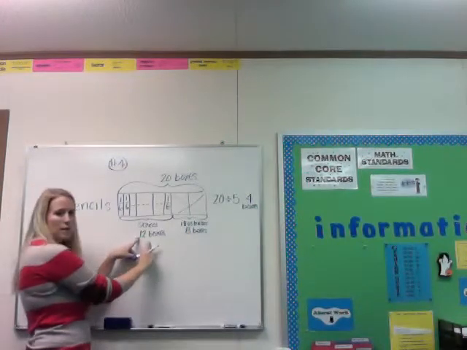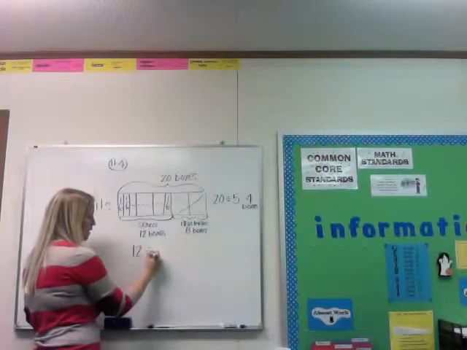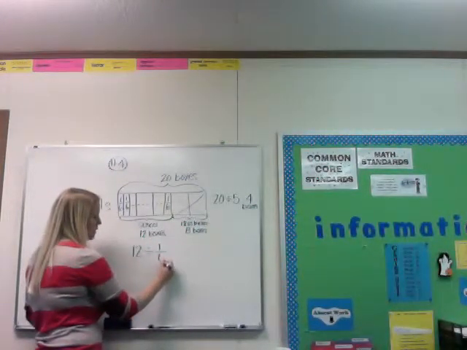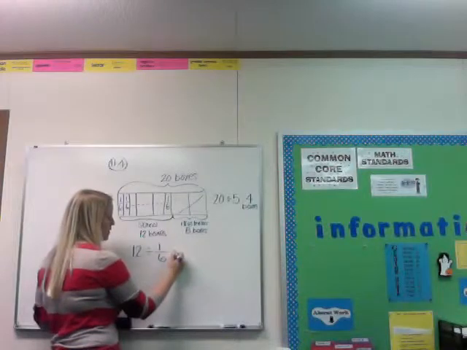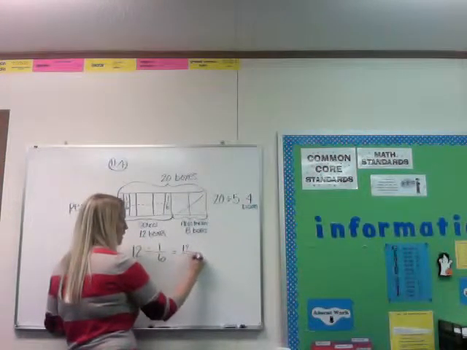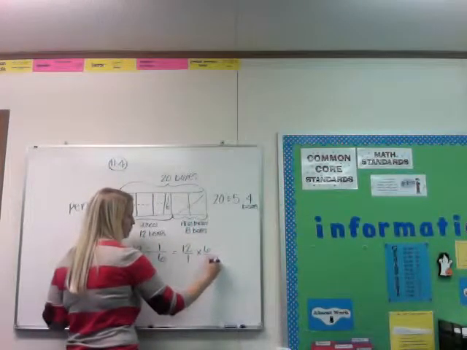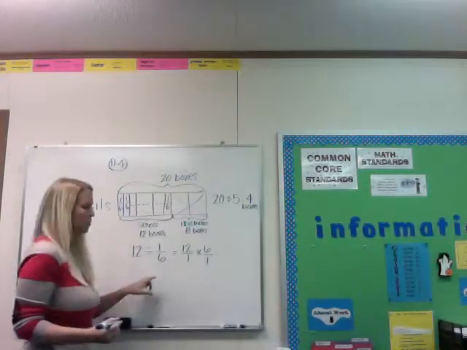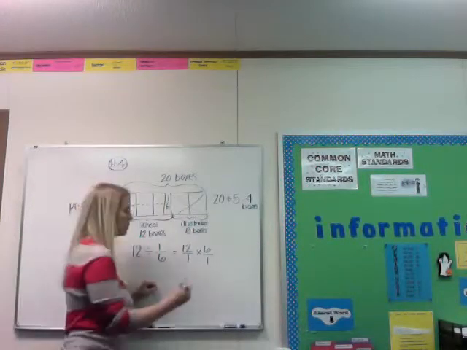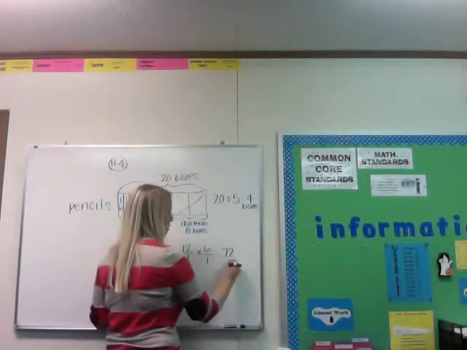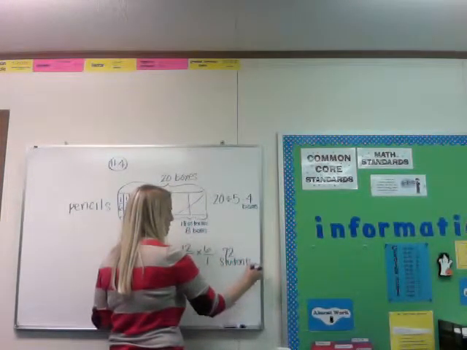So my division problem is I have 12 boxes of pencils divided by each student gets 1/6 of a box. If I rewrite this problem, I would have 12 over 1 times the reciprocal, which would be 6 over 1. So because both of my denominators are 1, it's really like I'm multiplying 12 times 6. And 12 times 6 would give me 72. So my answer is 72 students.